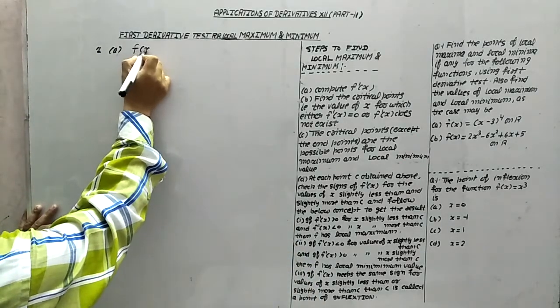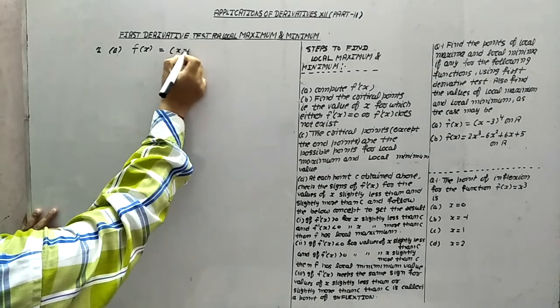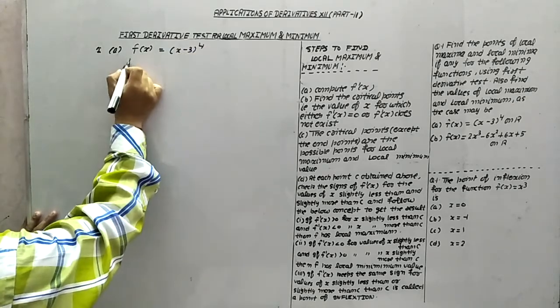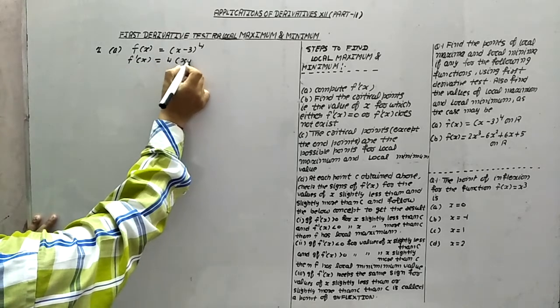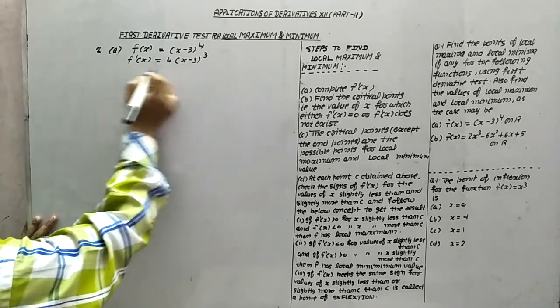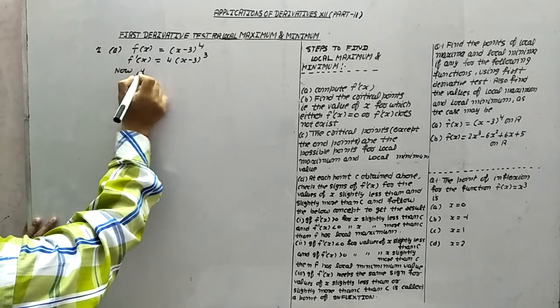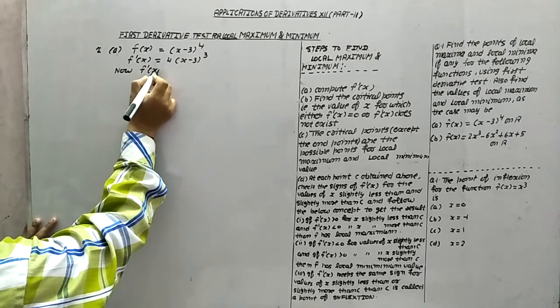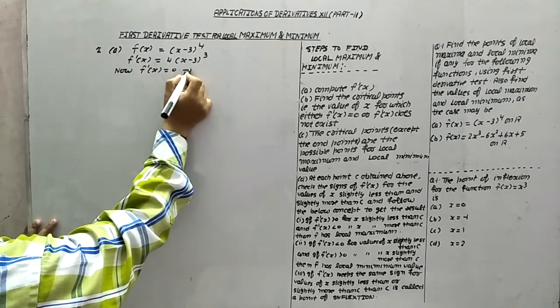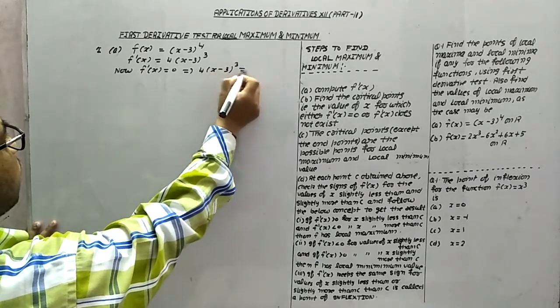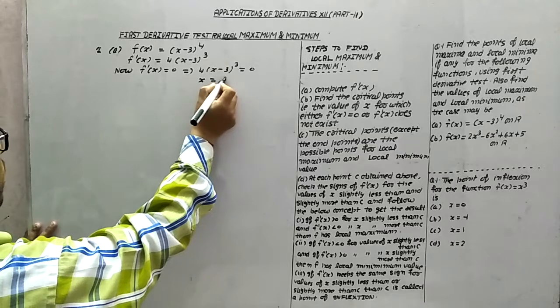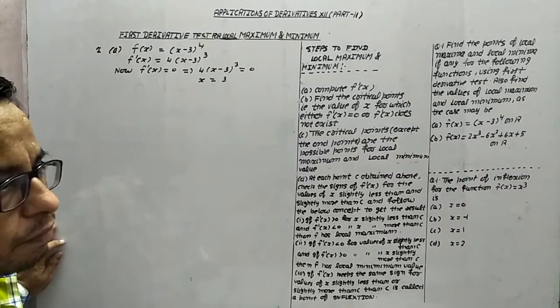We have f(x) is equal to (x minus 3) whole raised to power 4. Now first of all f dash x is 4(x minus 3) whole raised to power 3. Now we will put f dash x equal to 0. It implies that 4 into (x minus 3) whole raised to power 3 is equal to 0. It means x is equal to 3.